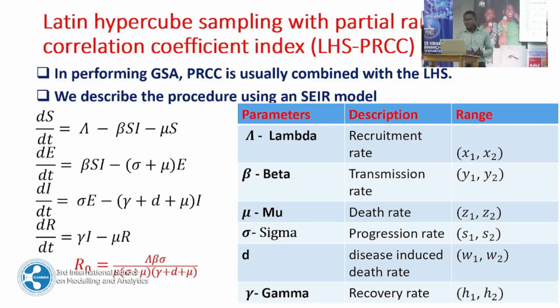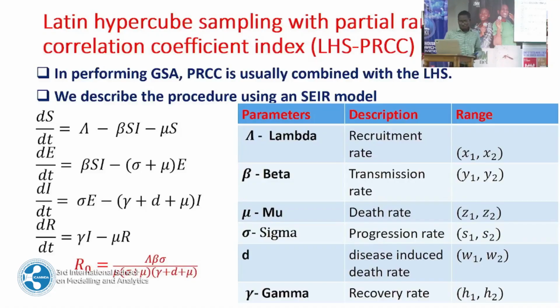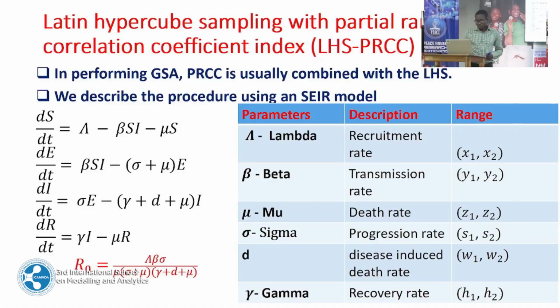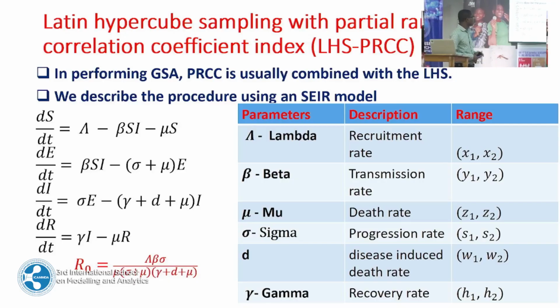So let's describe this procedure using an SEIR model. Can we go to the slide? The dS/dt is capital lambda minus beta SI minus mu S, where capital lambda is the recruitment rate, and then we have introduced the exposed class, the pre-infectious class.